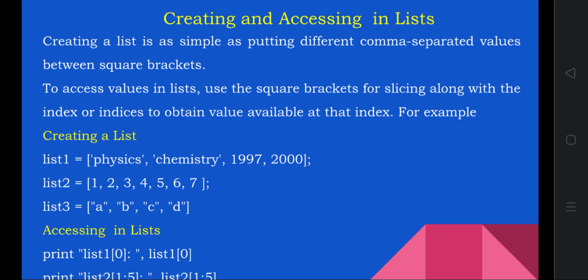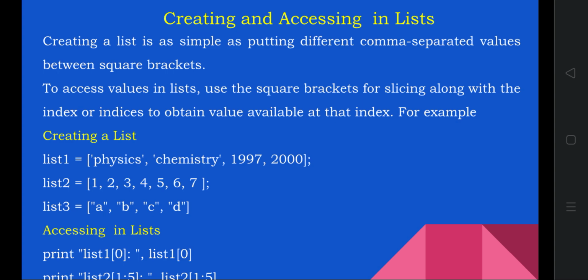Likewise, if I mention list 2 of 1 colon 5, what does list 2 of 1 colon 5 mean? It starts from the 1 location and ends with the 5 location. That means 1 to 5 I need. In this case, the fifth element will not be taken. Always n minus 1, only up to the fourth element is taken.